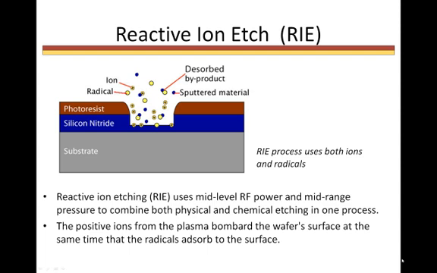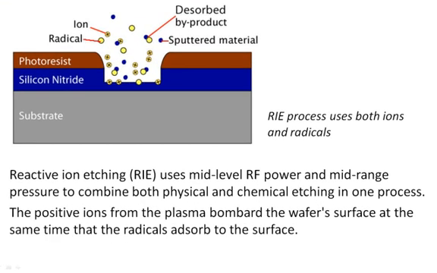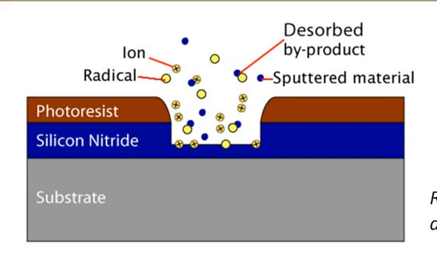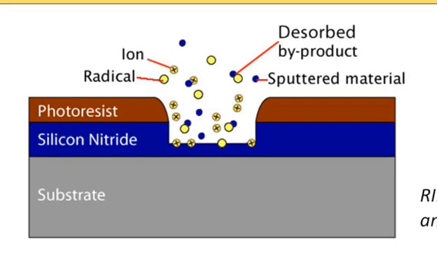Another type of dry etch is reactive ion etching, or RIE. RIE uses mid-level RF power and mid-range pressure to combine both physical and chemical etching in one process. The positive ions from the plasma bombard the wafer surface at the same time that the radicals are absorbed to the surface. You remember that we can control the etch by adjusting the process pressure and RF power so that we can get both types of etching, physical and chemical, occurring at the same time.